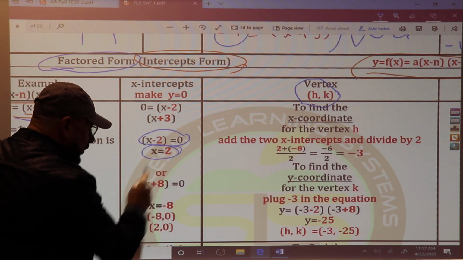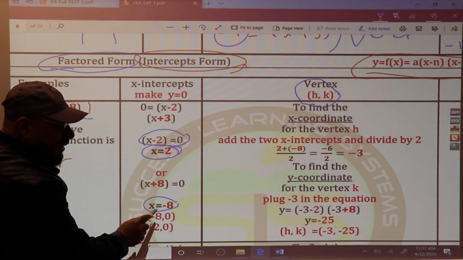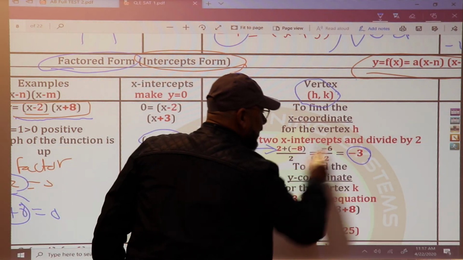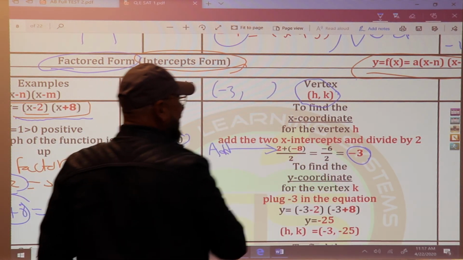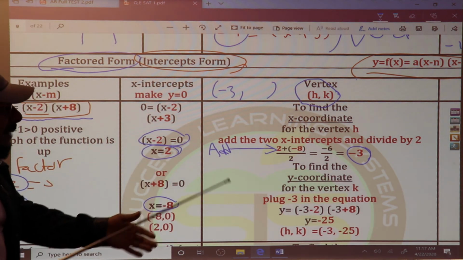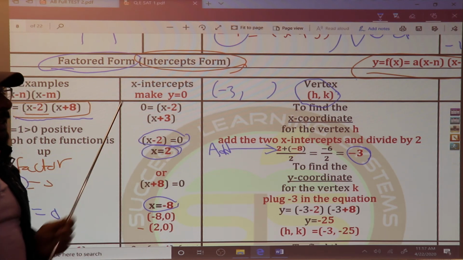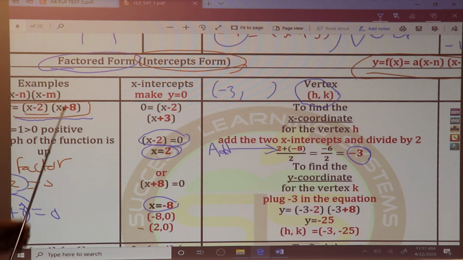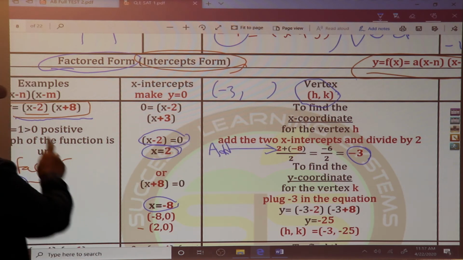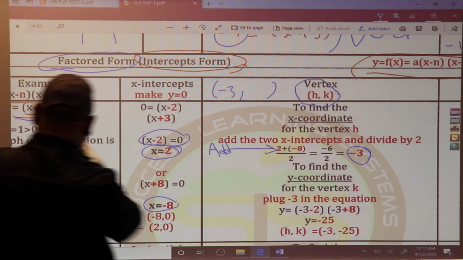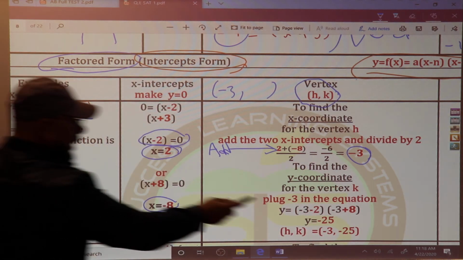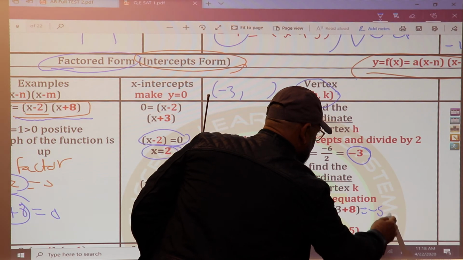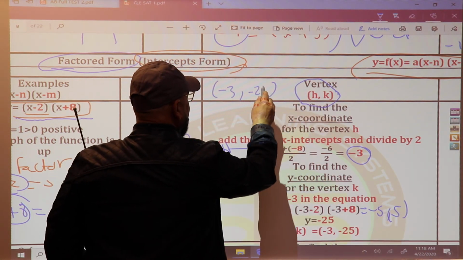Since you found the two intercepts, 2 and what? What do you do? You add them and divide by 2, which gives you negative 3. Then if you don't want to finish the problem, look at your choices. Which one has negative 3? Use the power of elimination. Maybe only one choice has negative 3, and that's your answer. But if you need to know the y, you plug negative 3 into the x in the equation: negative 3 minus 2, negative 3 plus 8, which is negative 5 times 5, which is negative 25. Good.